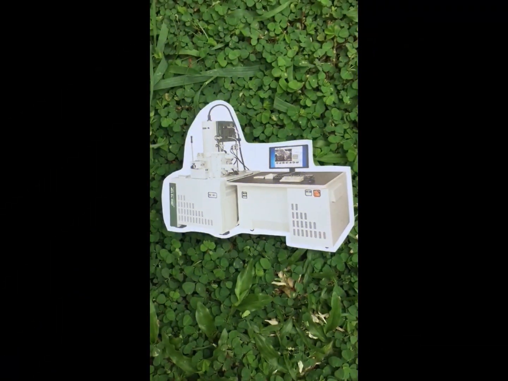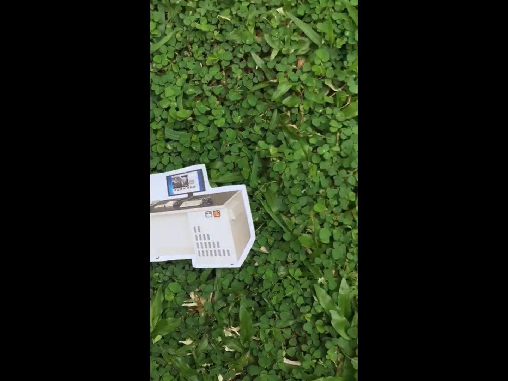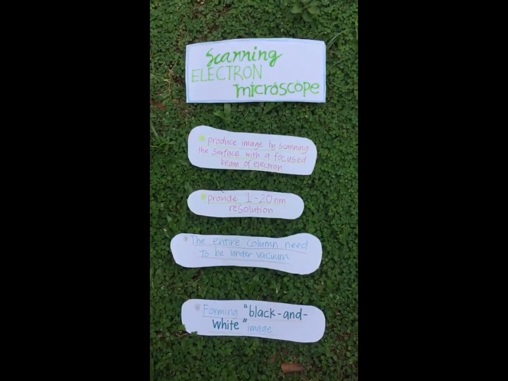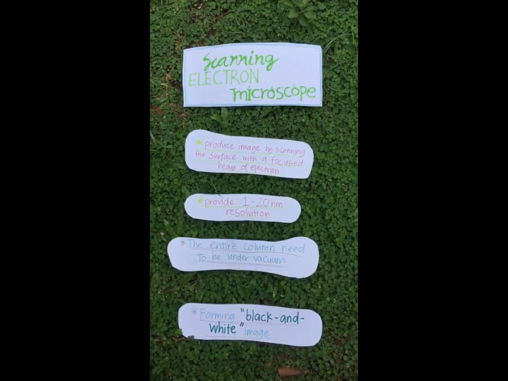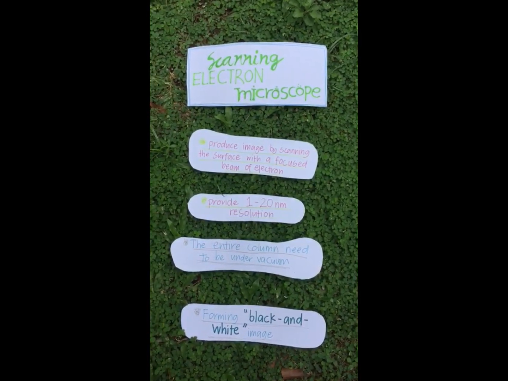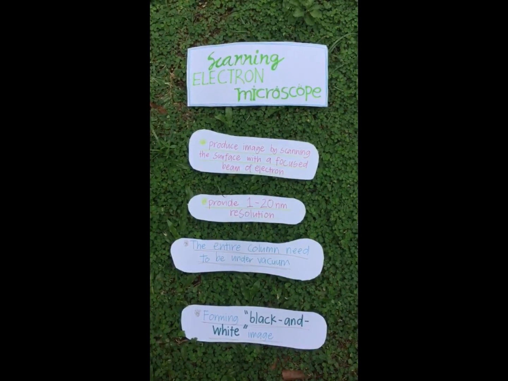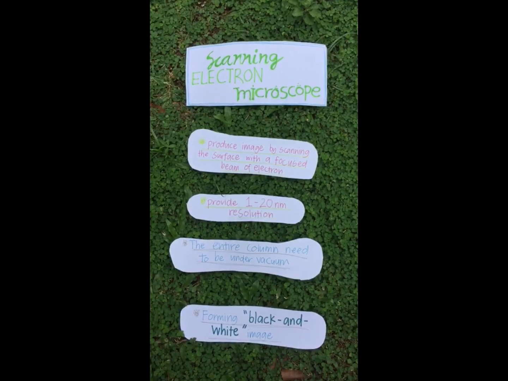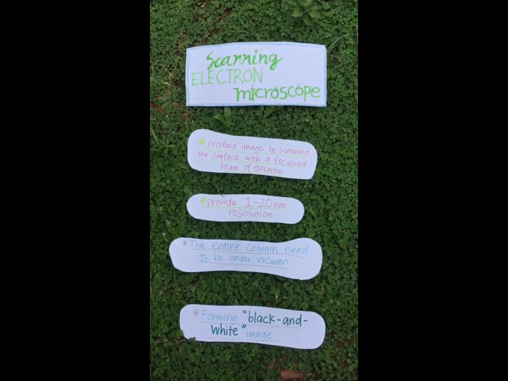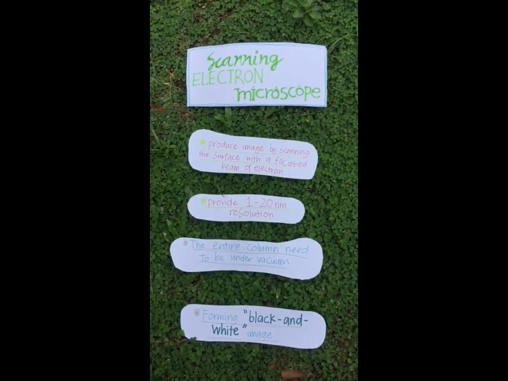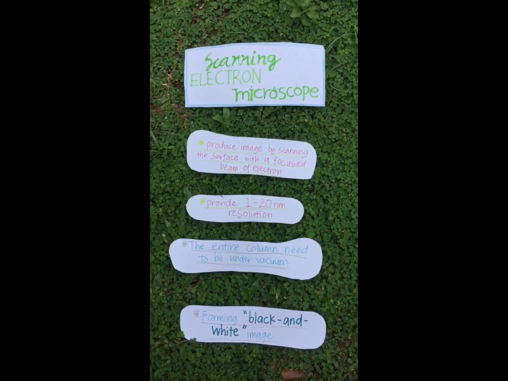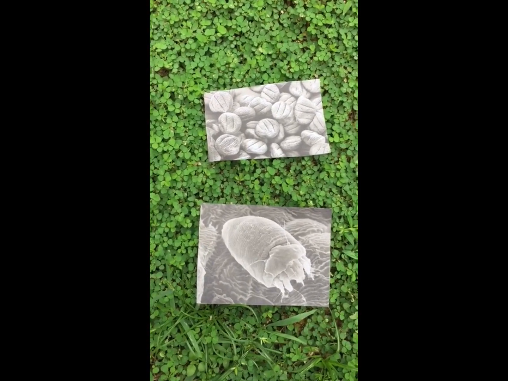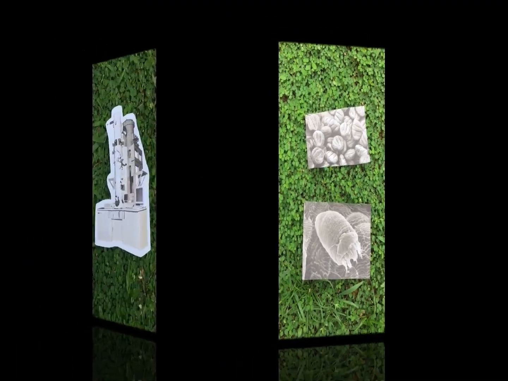Have you ever heard of the scanning electron microscope? Scanning electron microscope produces an image by scanning the surface with a focused beam of electrons. It produces 1 to 20 nanometer resolution. The entire column needs to be under vacuum, and the special part of the scanning electron microscope is that it forms a black and white image. Okay, this is an example of a slide under the scanning electron microscope.